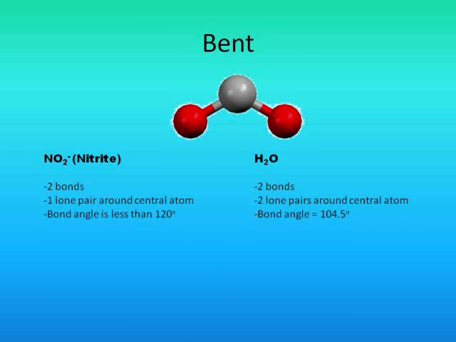The next shape is bent. An example of this is nitrite. It has 2 bonds and 1 lone pair. The lone pair causes the bond angle to be less than 120 degrees because it is more repellent than the other atoms. Another example of a molecule with bent geometry is water. It has 2 single bonds and 2 lone pairs. These 2 lone pairs cause the bond angle of water to be exactly 104.5 degrees.